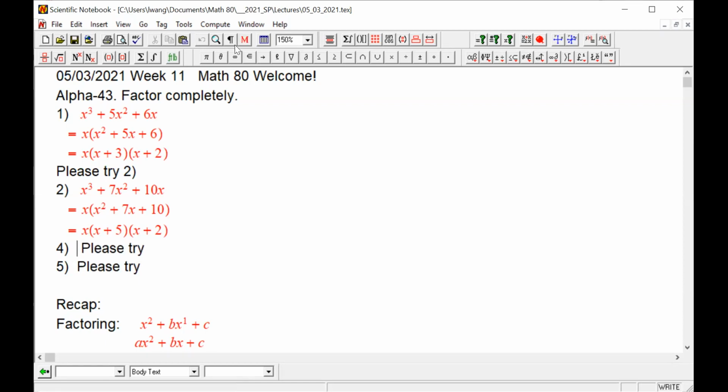Okay, so number 4 is x raised to the power 3 minus 9x. Number 5 is 10 times x squared plus 50x plus 60.